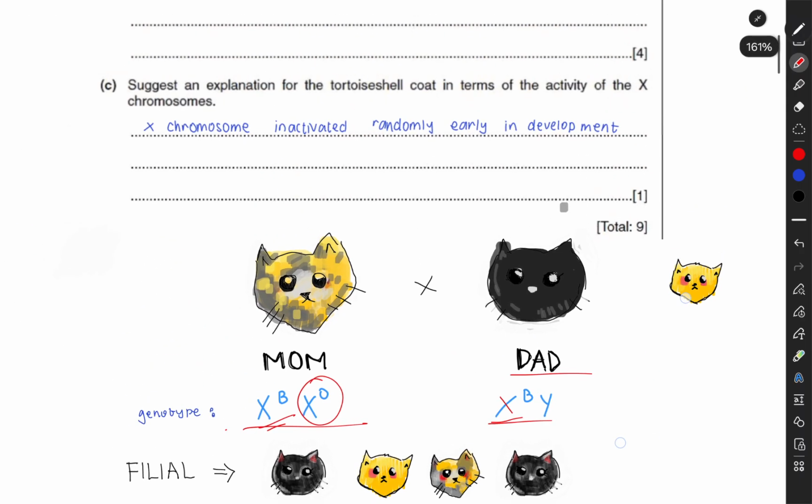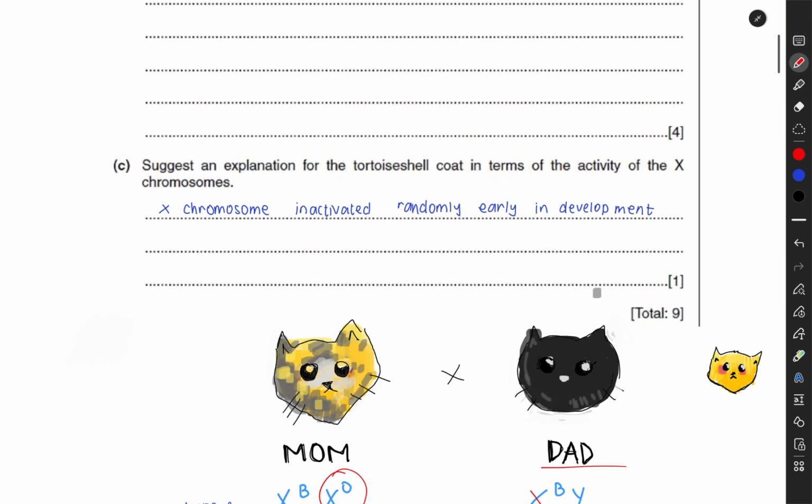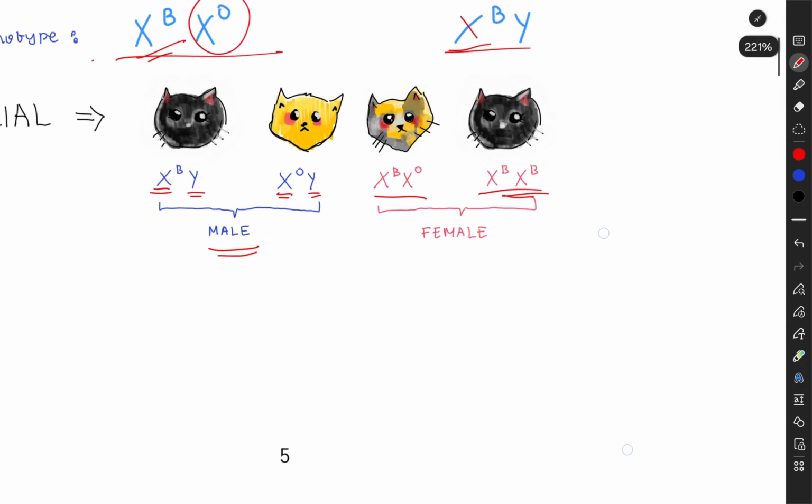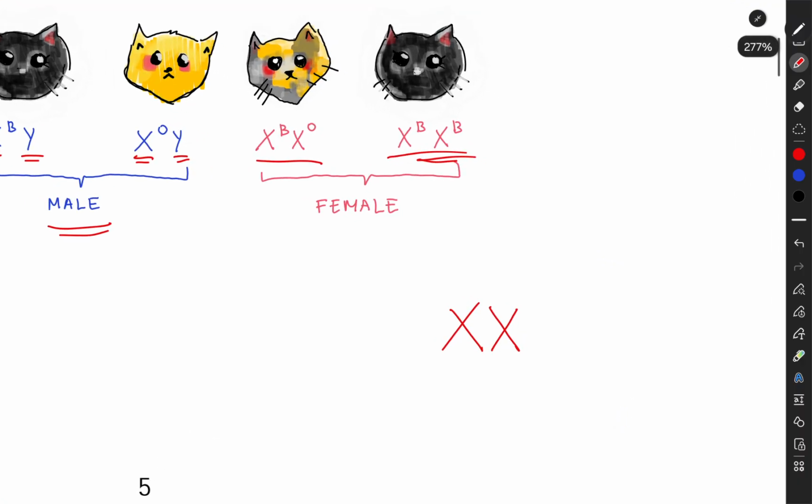Okay, so suggest an explanation for the tortoiseshell coat in terms of the activity of the X chromosome. As we know, female mammals have two X chromosomes. Meanwhile, males have one. Females would have a double dose of X-linked genes. To balance this, one X chromosome is silenced in every cell of the female embryo during early development. It's actually quite random.